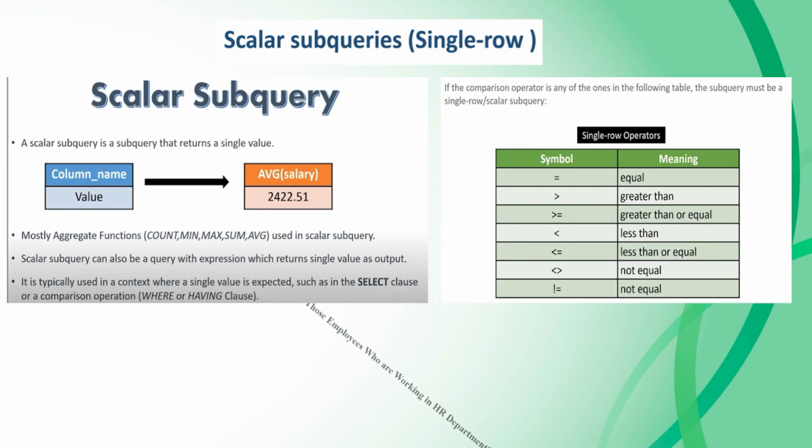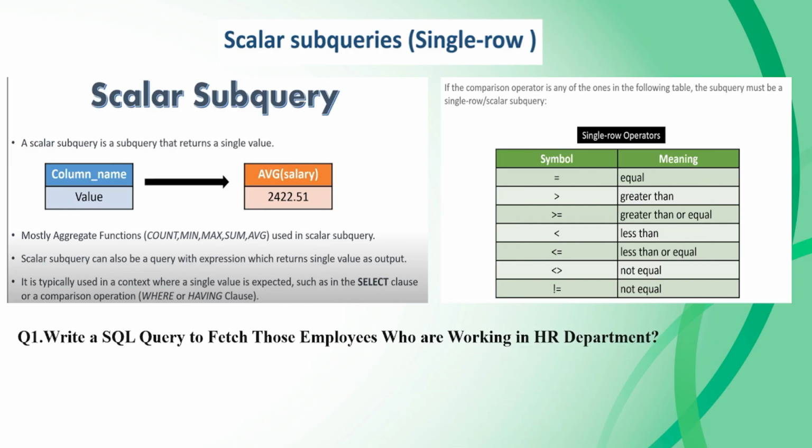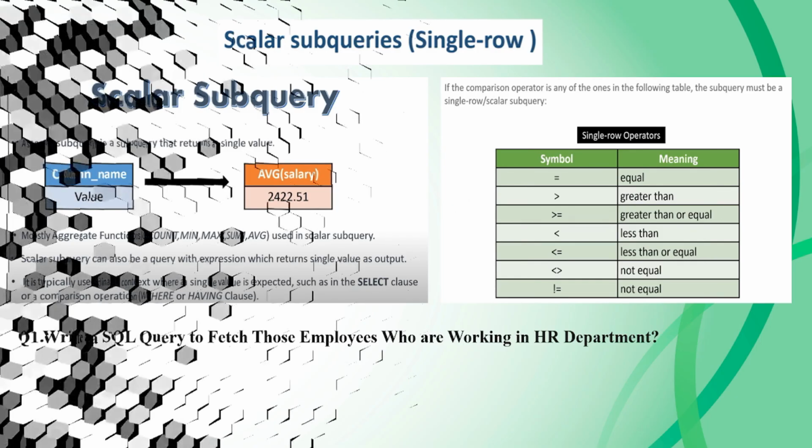Here is the problem statement. Write a SQL query to fetch those employees who are working in the HR department. This is our problem statement, which we will solve with a single row subquery. Here we need to fetch only those employees who are working in the HR department. So let's move towards the SSMS screen to understand single row subquery.